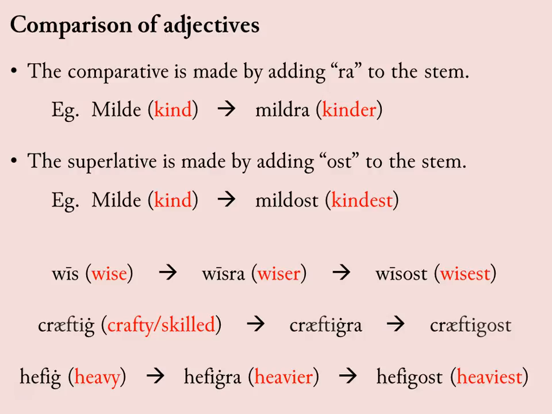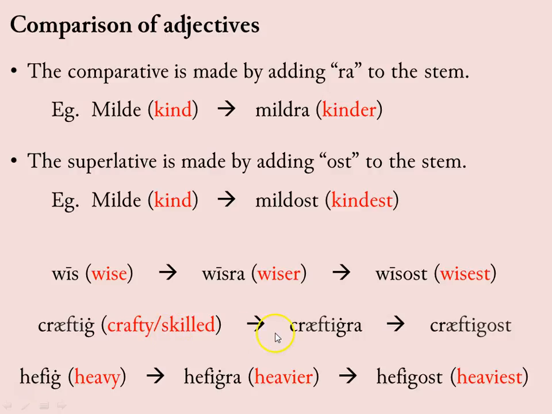Comparison of adjectives. So this is where we compare like hard, harder and hardest. So the word for kind, milde. Kinder is mildra. The superlative is made by adding ost to the stem. So milde, kind. Mildost, kindest. Wīs, wise. Wīsra, wiser. Wīsost, wisest.